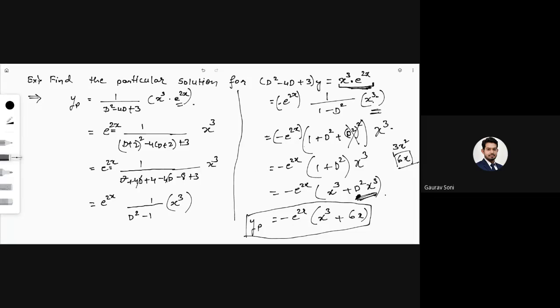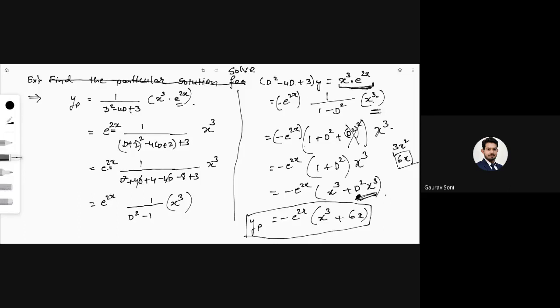Fine. Now just let me make this clear. If I change the question, I've cut the part and now I'm saying solve. What will be the change in solution? You will have to add yc also. So you will have to find yc.